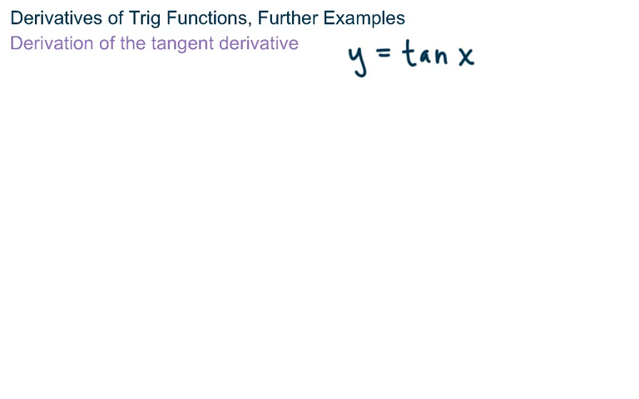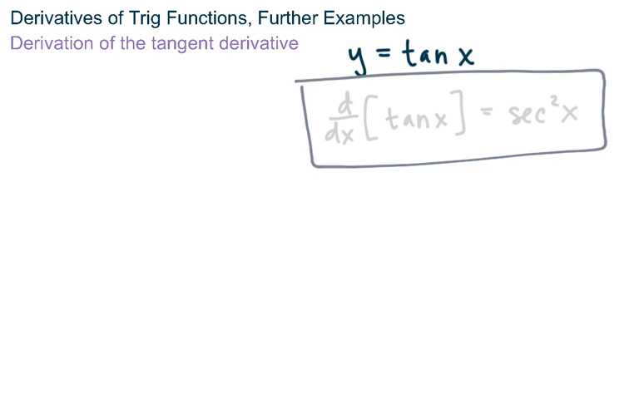So one thing that we learned that we decided we were going to memorize is that the derivative of tangent x with respect to x is going to equal secant squared x. So this is something that we store, we know, we're going to keep for the rest of our mathematical career. So let's talk about how we know that.